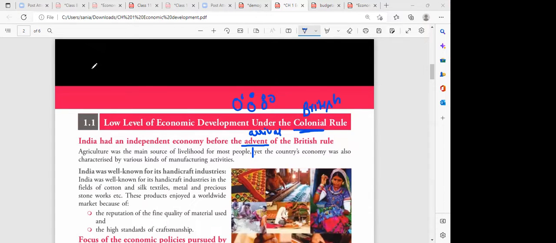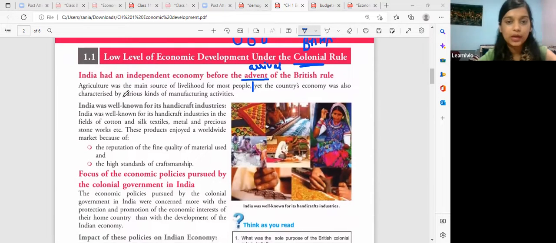Now, coming to agriculture, we have said most of the people were dependent on it, but there were a few industries as well, right? So India was well known for its handicraft industries. Now, handicraft industry, as you can see in the pictures, means making things with the help of hand instead of machines. They are known as the handicraft industry, right? India was very famous for the handicraft industries.